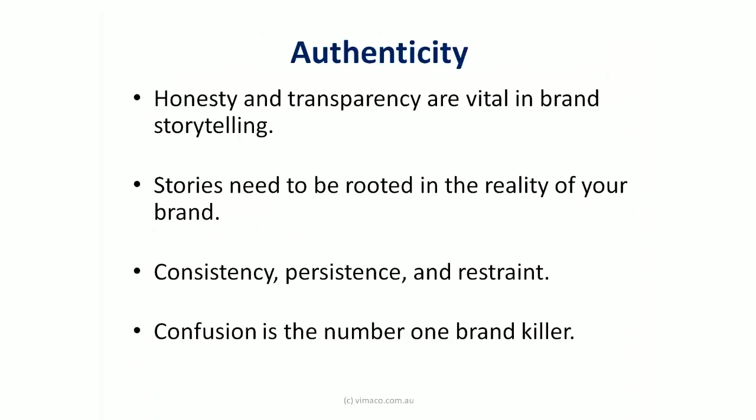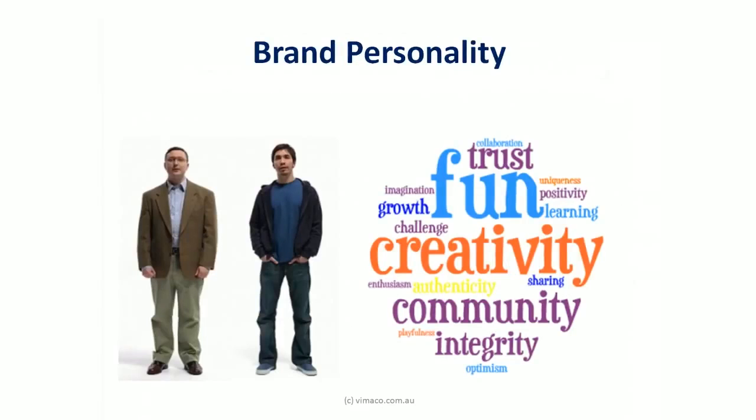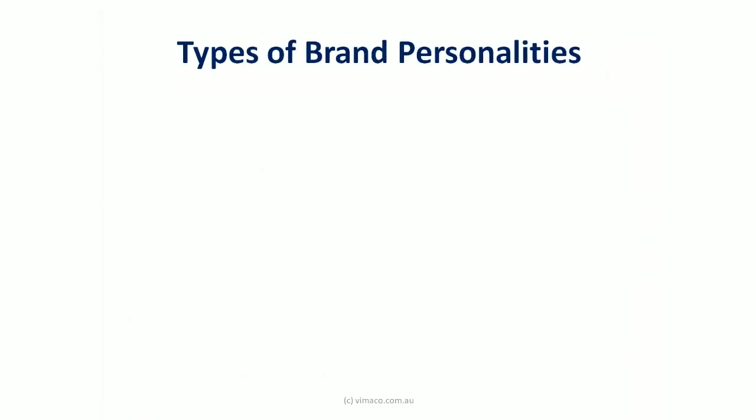Confusion is the number one brand killer. So don't have one brand story showing this side of you and another brand story showing the opposite side. All right, it must be consistent. The story, like your logo, must be consistent. And when you think about it, you need to look at what is your brand personality. So the old classic, the difference between the PC and the Mac, quite different personalities there. So what is your brand personality?